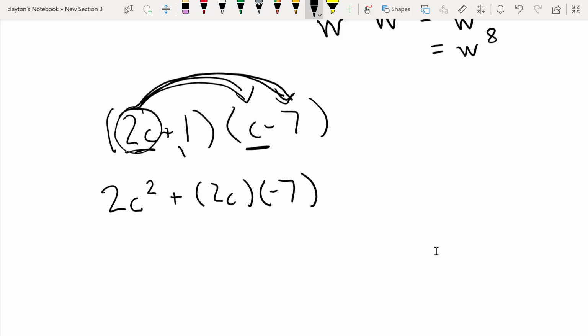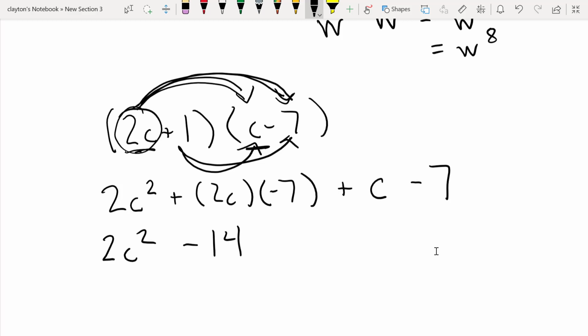And now we also have 1 times c. Well, I'm going to simplify that, right? 1 times c is just c. And I also have 1 times negative 7. And so in that case, 1 times negative 7, right? A negative 7.